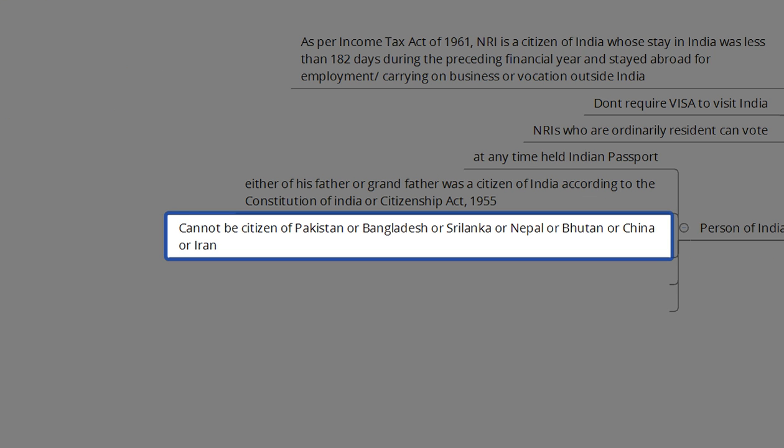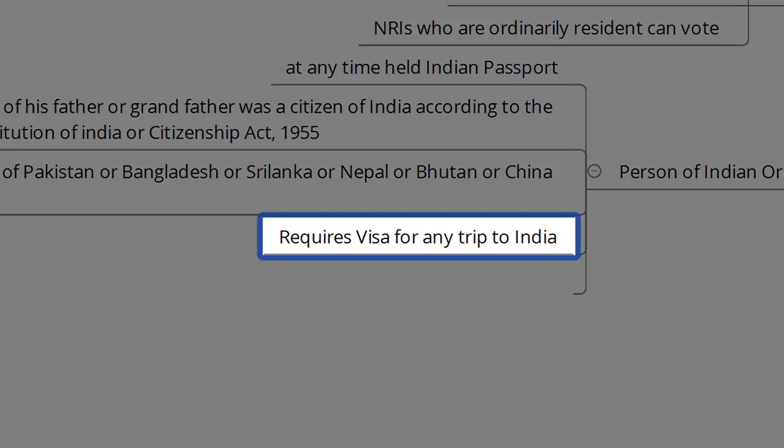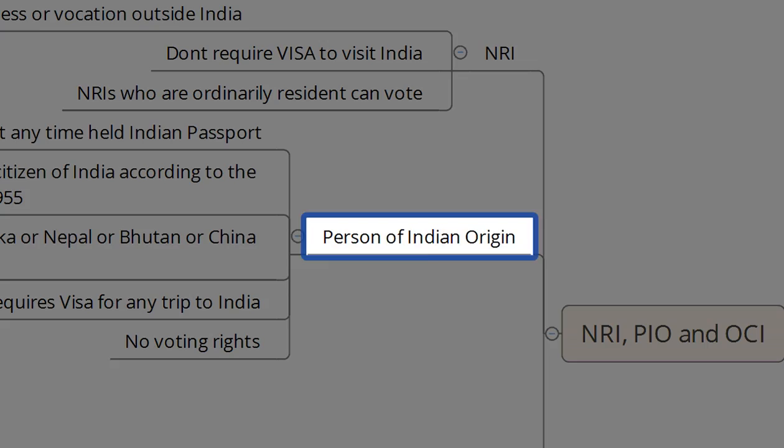However, these persons cannot be citizens of Pakistan, Bangladesh, Sri Lanka, Nepal, China, Bhutan or Iran. These people require a visa for any trip to India, and these people also don't have voting rights. They can't vote in the Lok Sabha or the state legislative assembly elections.